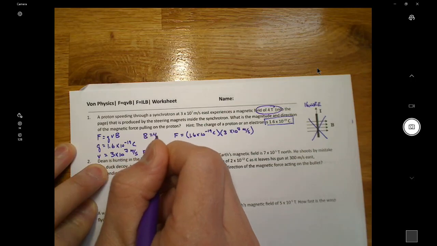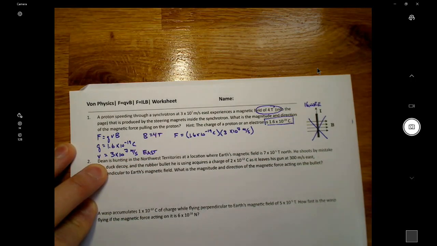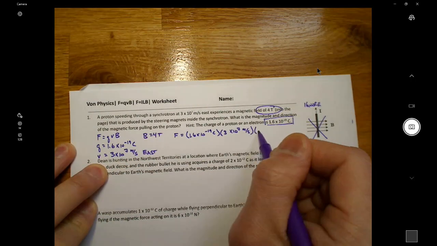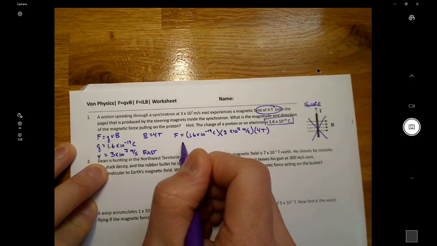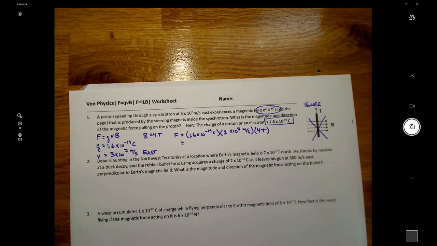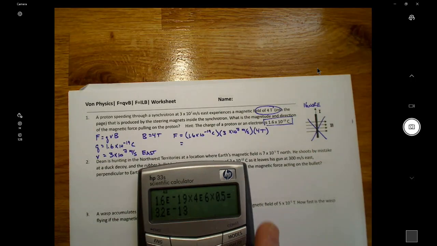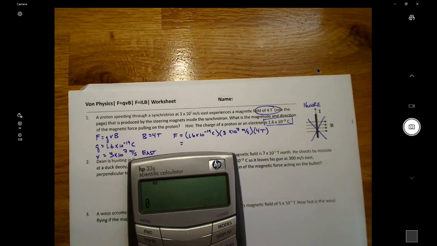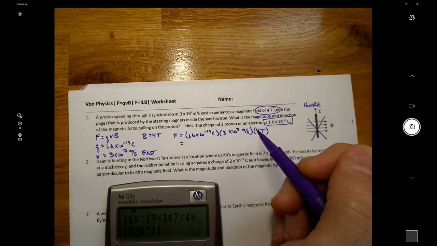B is equal to 4 Teslas, times 4 Teslas. And now again, we're going to plug this in our calculator. So clear, 1.6 E negative 19 times 3 times 10 to the 7th times 4 gives us 1.92 times 10 to the negative 11th.